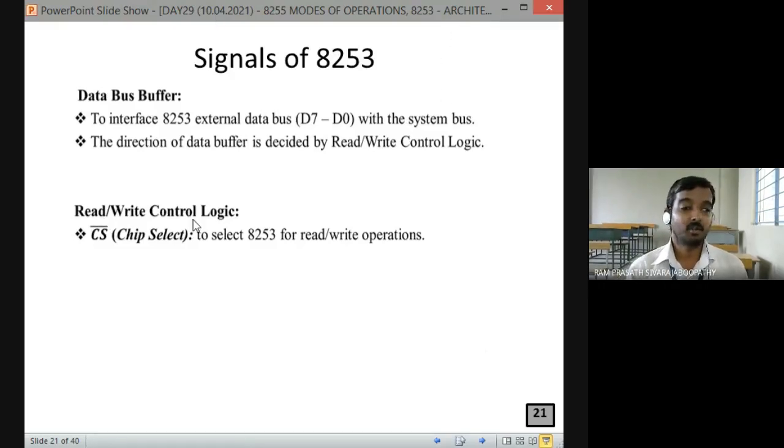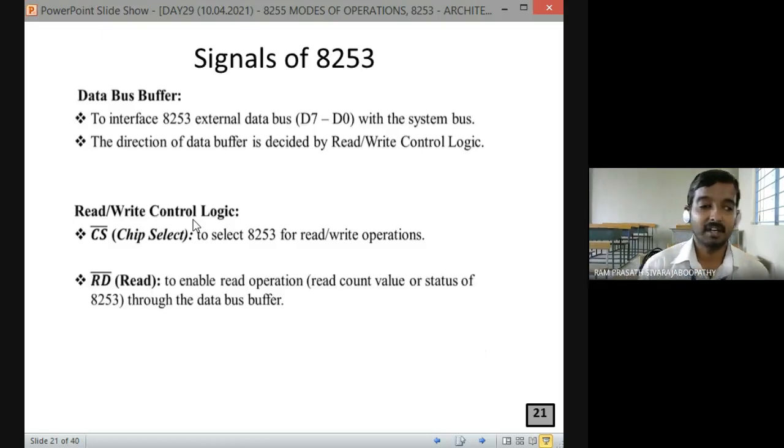Fine. Read write control logic. Coming to this, you will be having the chip select signal. Whenever you are using some 8-bit address, the upper 6 bits are decoded to generate the chip select. The lower 2 bits are used to select the counter or the control word register. Fine. So that is the purpose of CS bar. Then, what is RD bar used for? To read the count value or status of 8253.